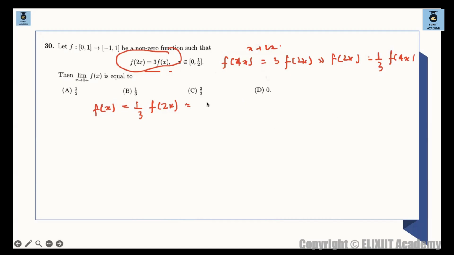So can I say from here, this is nothing but 1 by 3 into 1 by 3, which is 1 by 3 square f of 2 square x. Yes or no? Can I say this thing? And this process will be repeated. So the next term will be 1 by 3 cube, okay, 1 by 3 cube f of 2 cube x, and so on. This will continue. Fine. So this will continue for n number of terms.